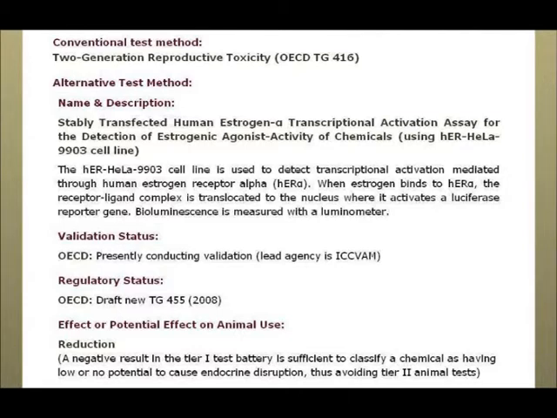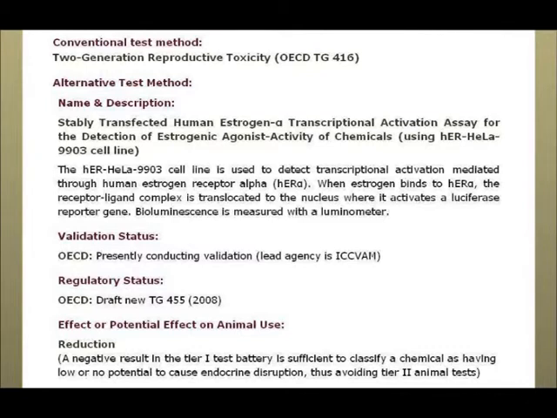Bioluminescence is measured with a luminometer. Okay, so that's how that test is undertaken. The validation status reads OECD presently conducting validation, and the lead agency is the Interagency Coordinating Committee for the Validation of Alternative Methods, which is the American body for the alternative methods.